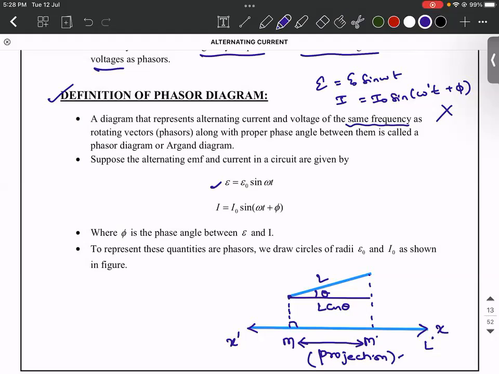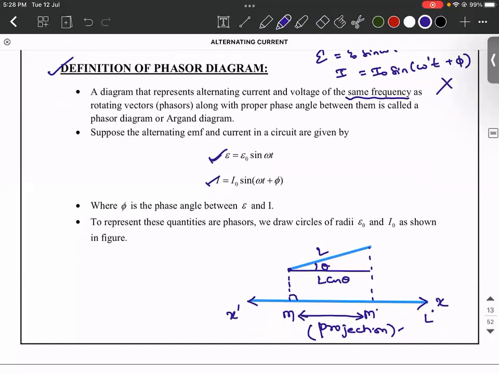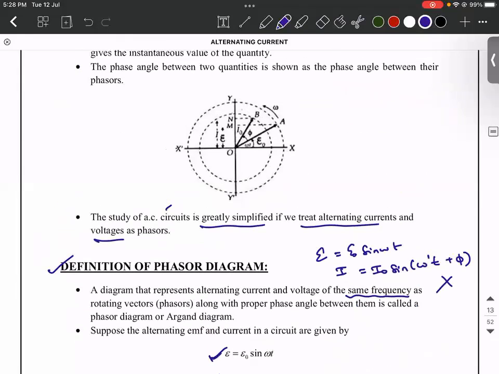Suppose the alternating EMF and current are taken to be E equal to E naught sin omega t and I equal to I naught sin of omega t plus phi, where phi is the phase angle between E and I. Then to represent these quantities as phasors, we draw circles of radius E naught and I naught as shown. Why are circles drawn? Because you can represent that to be the length. That's it. There is another way also. It is not necessary that you always draw the circle.